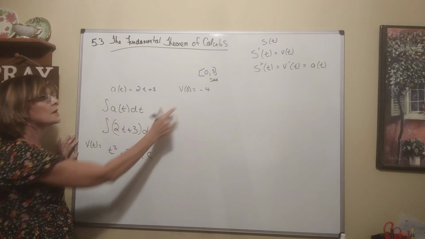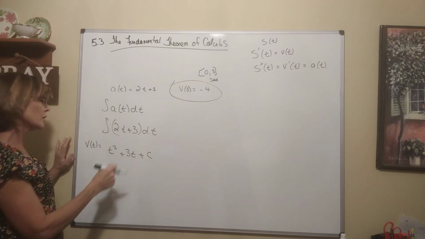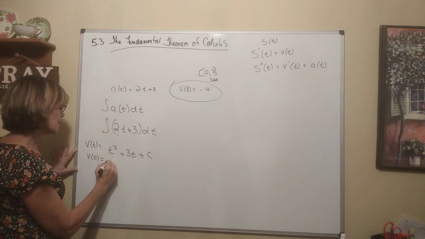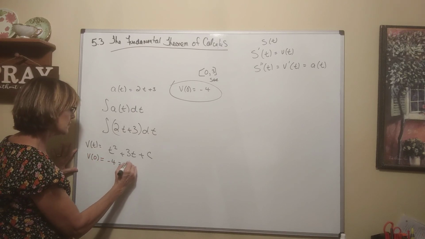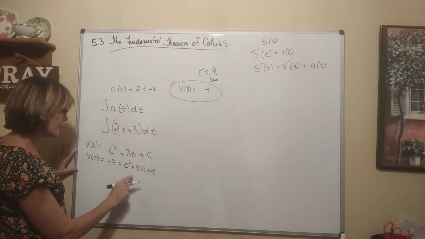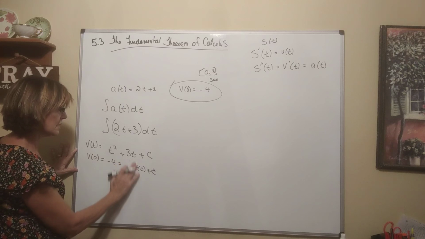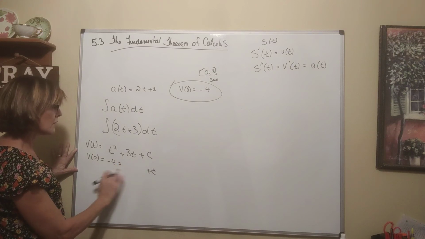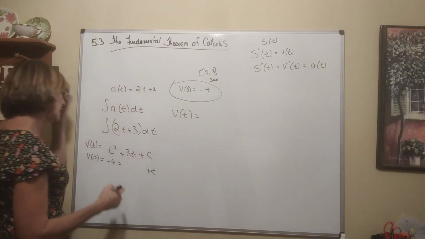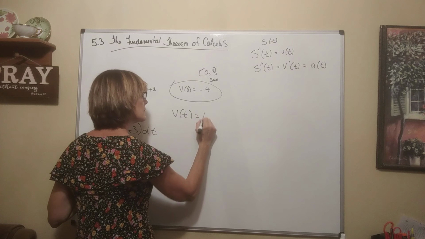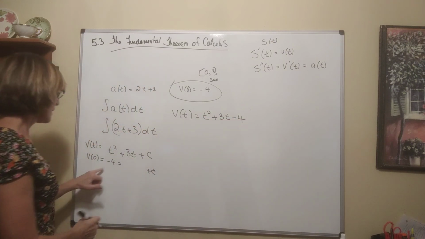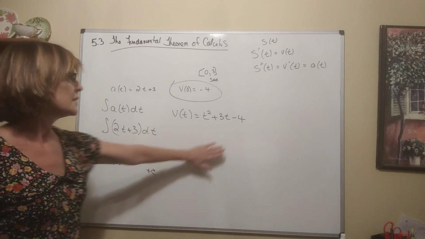t squared plus 3t plus c. And they told us this initial condition, which says that when t is 0, v of 0 is equal to -4, and that's equal to 0 squared plus 3 times 0 plus c. And so we find out that c is -4. So the velocity function, part A, is equal to t squared plus 3t minus 4, because that's what c is. All right, cool. This is the velocity function.